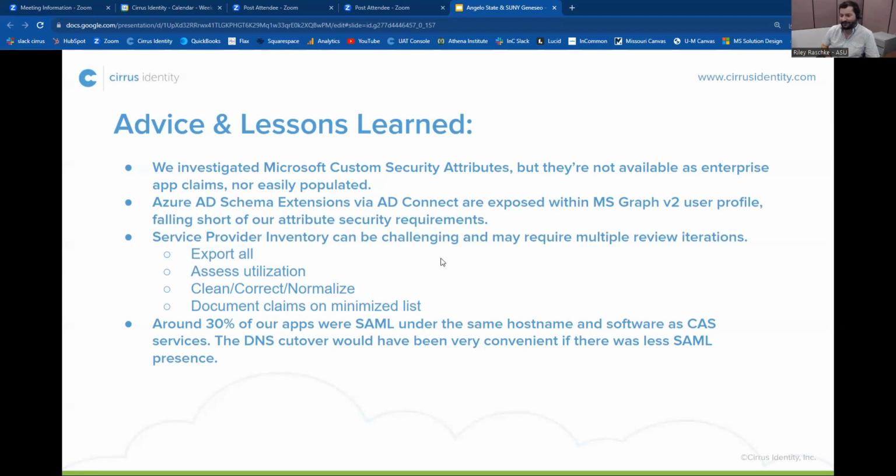It was hard to make a decision for sure. We slept on that one for a while, trying to figure out which way to go. But otherwise, I would definitely say the most challenging part is the inventory. And then there was a lot of time spent on how do we secure these attributes, and Cirrus was able to just solve that for us. So it was a good experience.